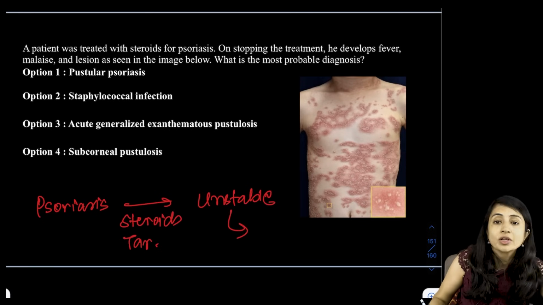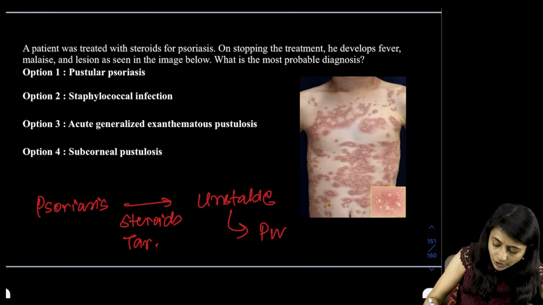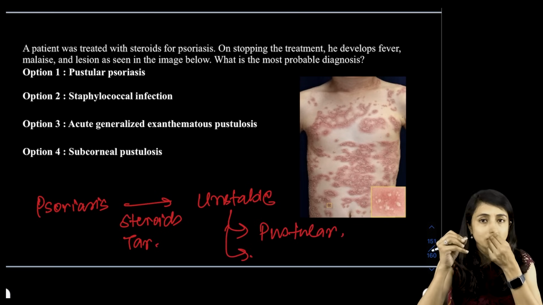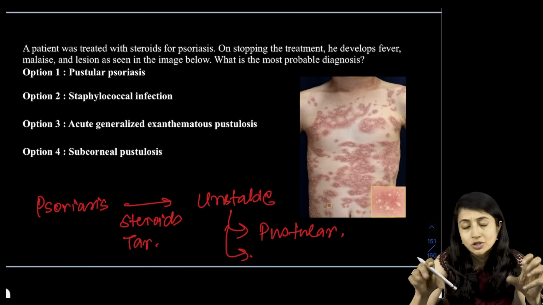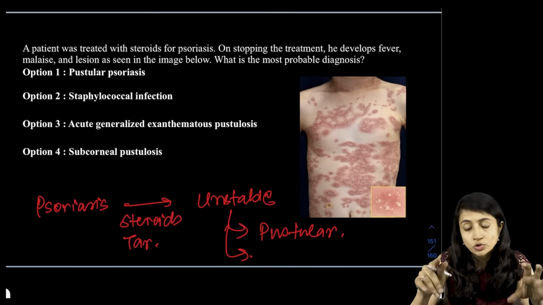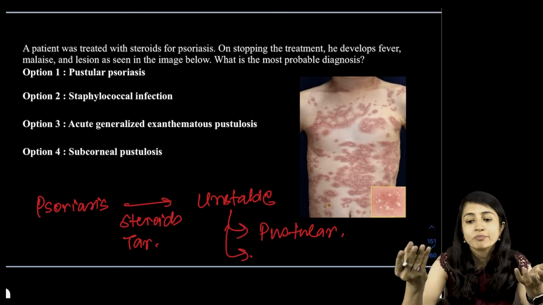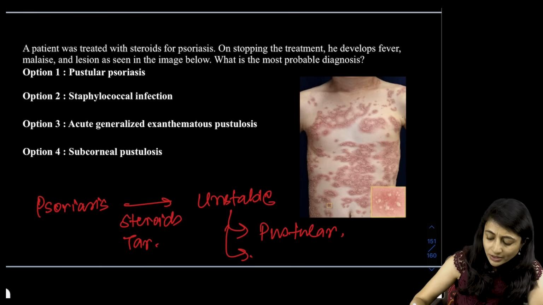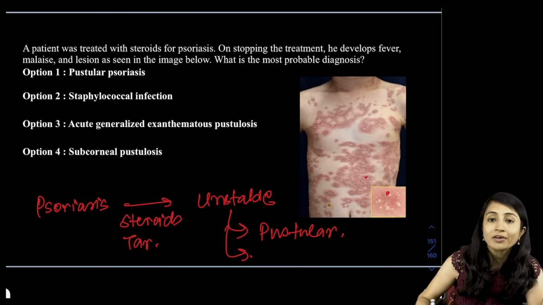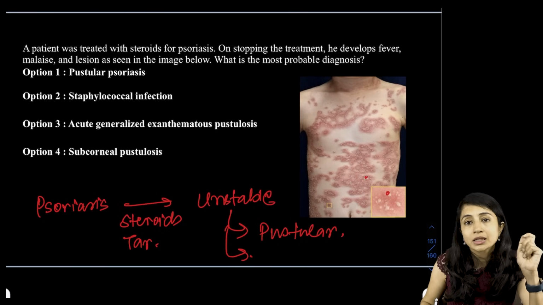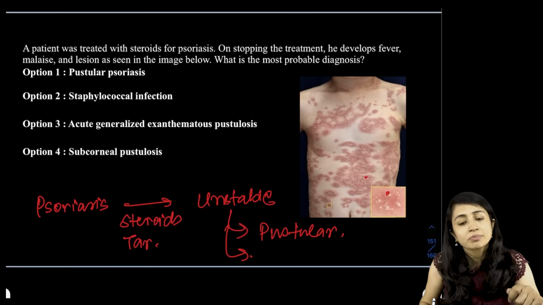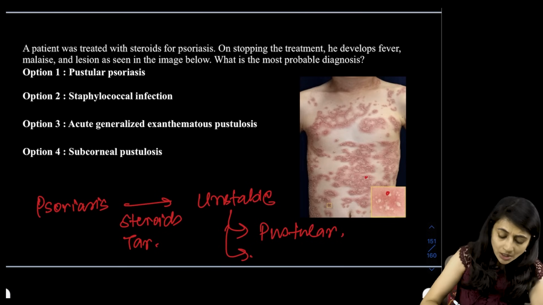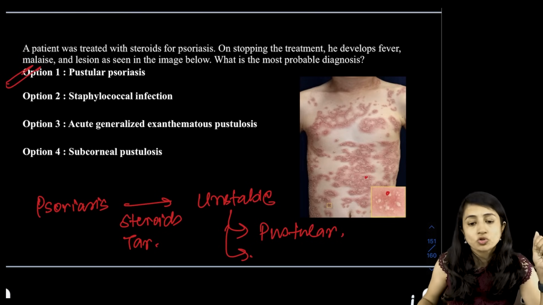Now, when a psoriasis becomes unstable, it will usually present with pustular lesions. Remember, in psoriasis, in histopath, we discussed microabscesses. So, there are microscopic pustules, but now the pustules have become visible. When you have these pustular lesions, these lakes of pus, it is nothing but an unstable psoriasis triggered by steroids or sometimes triggered by tar application. And so the answer would be pustular psoriasis.